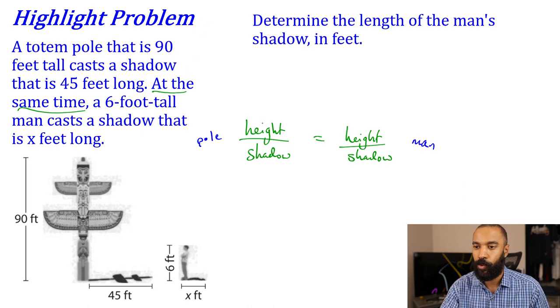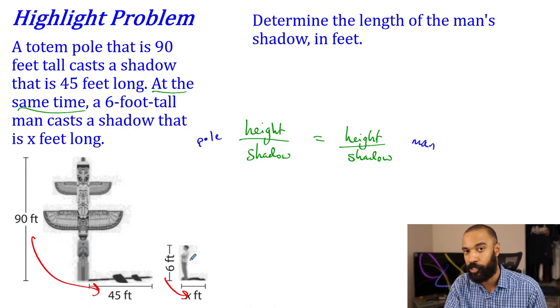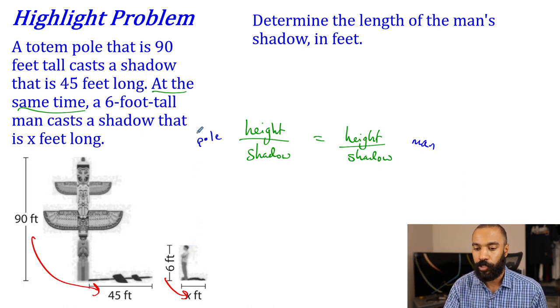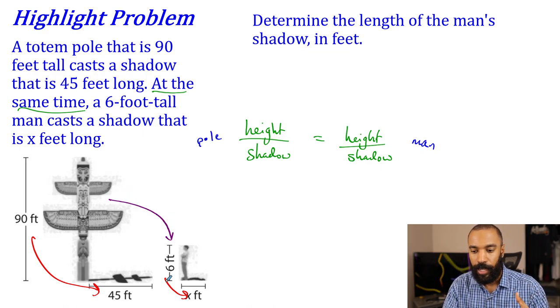If they work in that correspondence, like again, height to shadow length in that direction, you can set up a proportion like that. You could also do another one. You can do the height of the pole to the height of the man and the shadow of the pole to the shadow of the man.